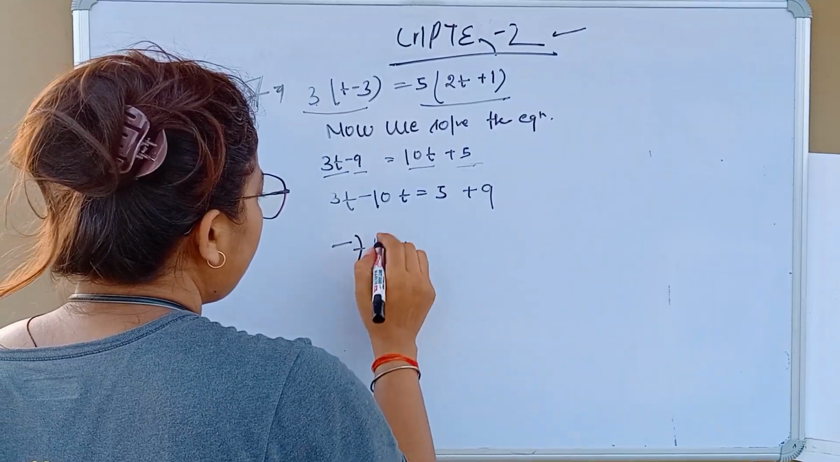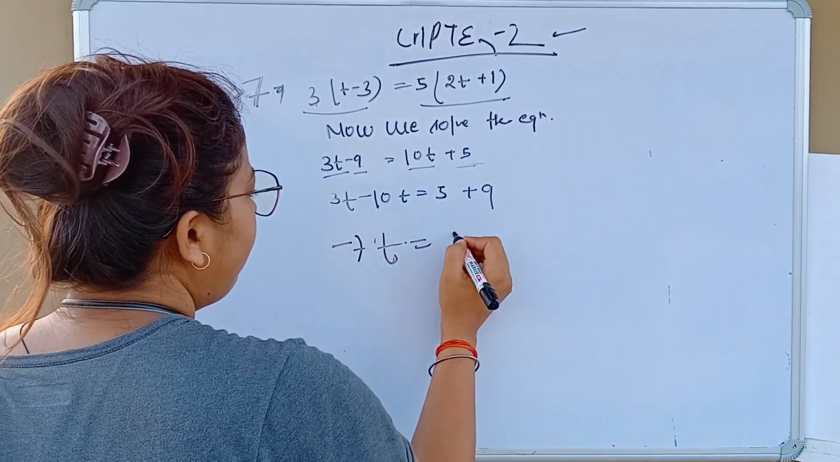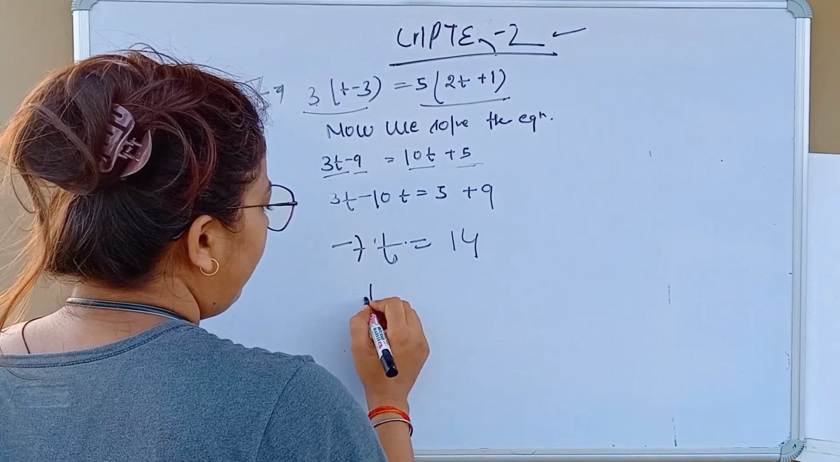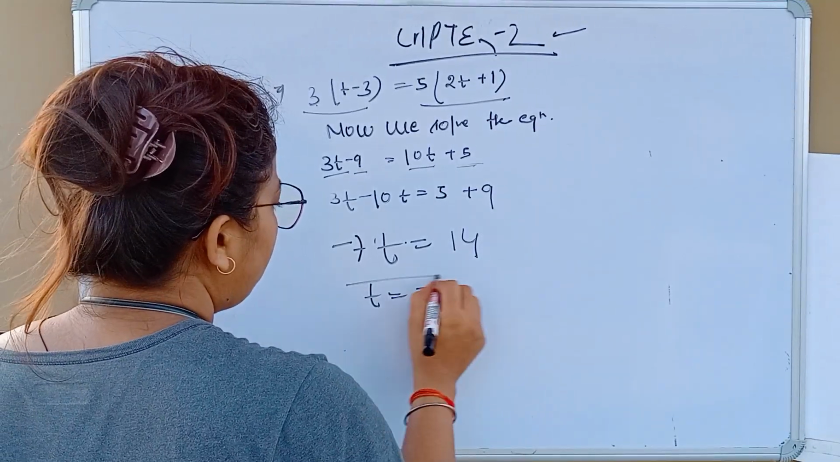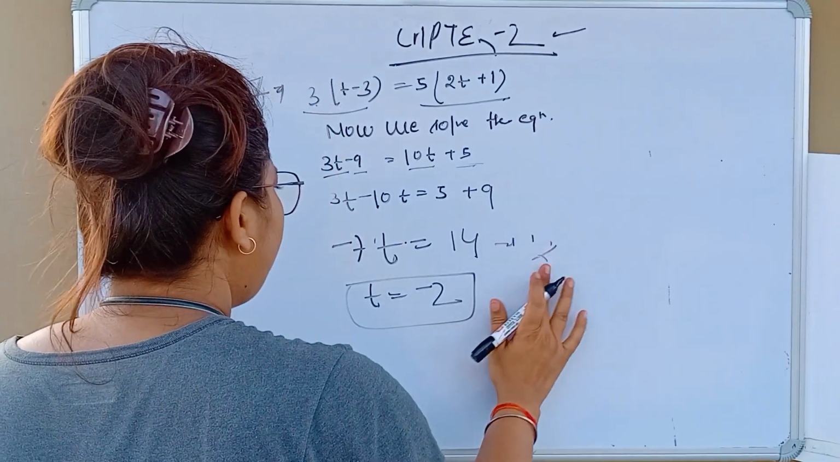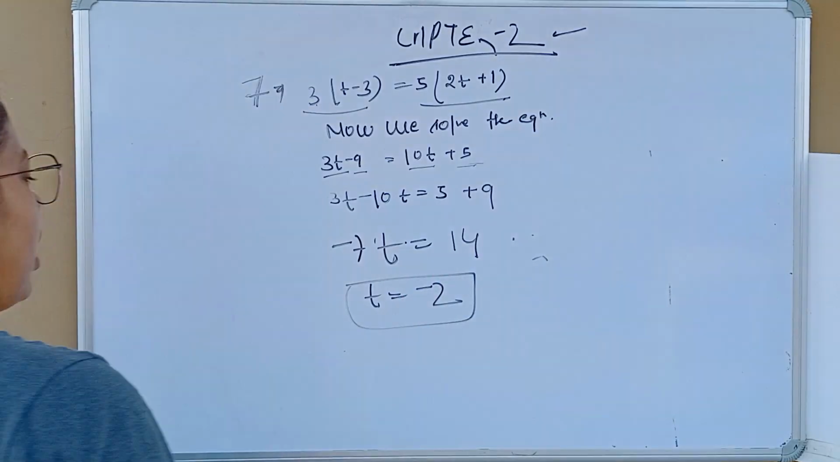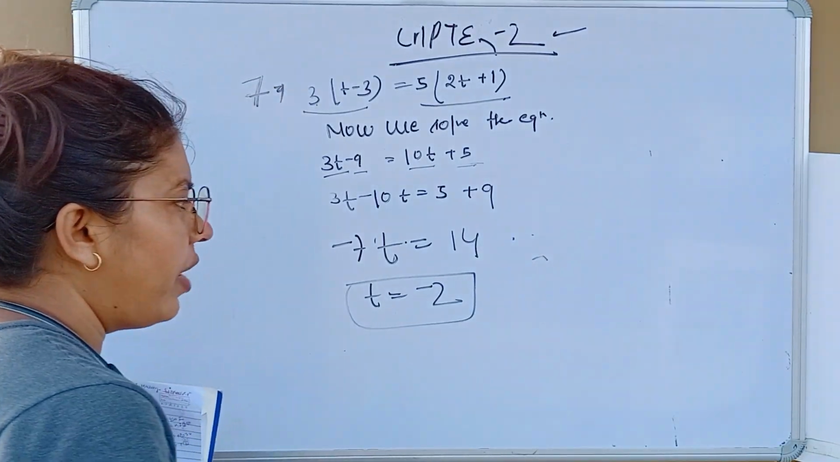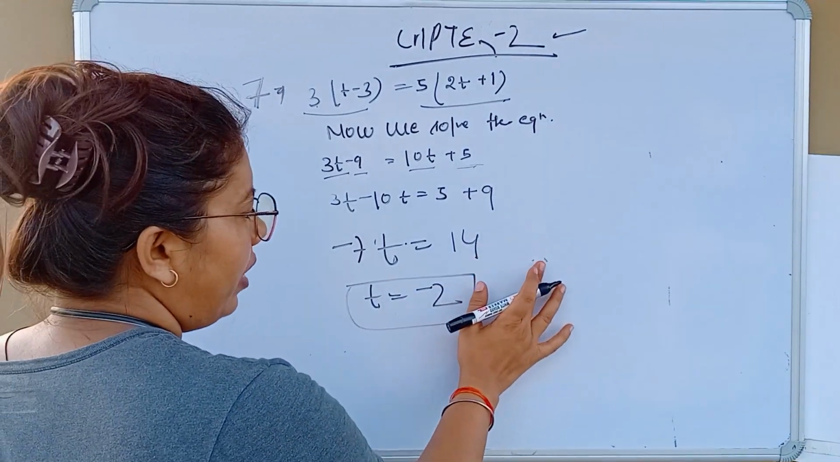70 is equal to 5 into 40? So the t value is minus 2. Divide by 14, divide by 7. So 7 to the 14. The t value is minus 2. Now we check the value at t is equal to minus 2, whether it is true or not.